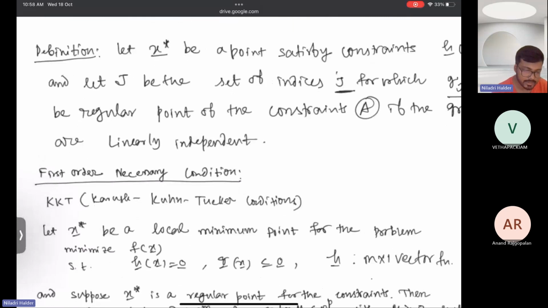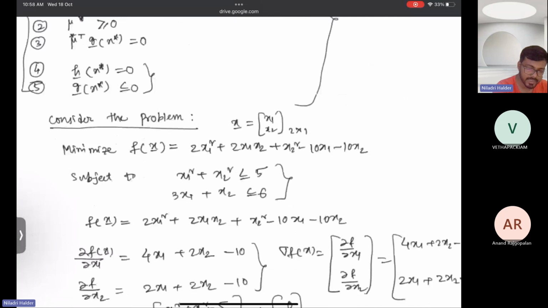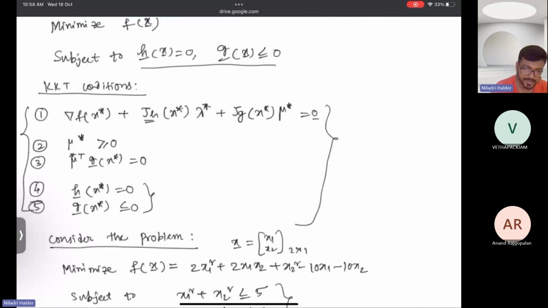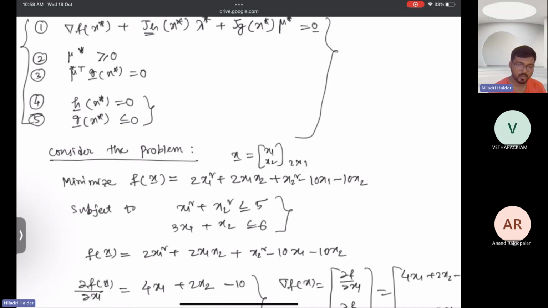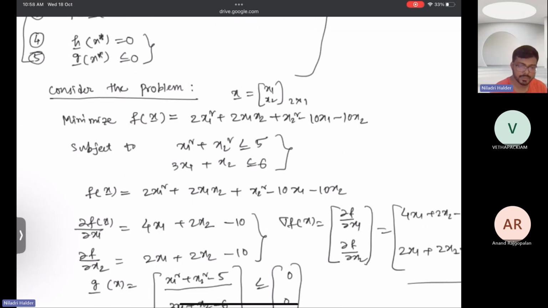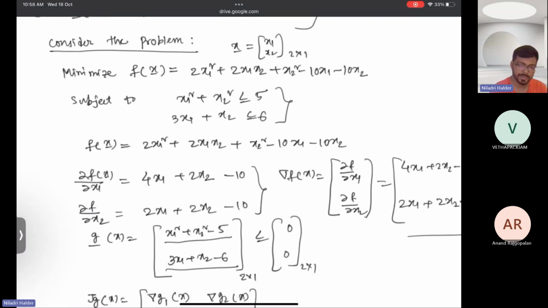So the KKT conditions are gradient of f(x star) plus Jh(x star) lambda star plus Jg(x star) mu star is equal to 0, and mu star is greater than or equal to 0. Mu star g(x star) is equal to 0. h(x star) is equal to 0. g(x star) is less than or equal to 0. And here there is one example problem on how to solve this optimization problem.